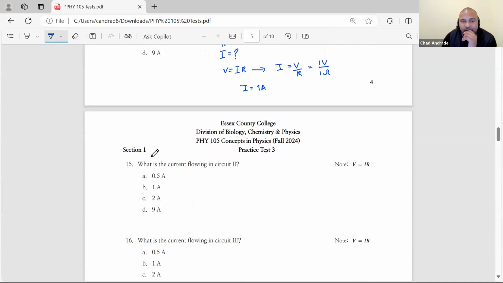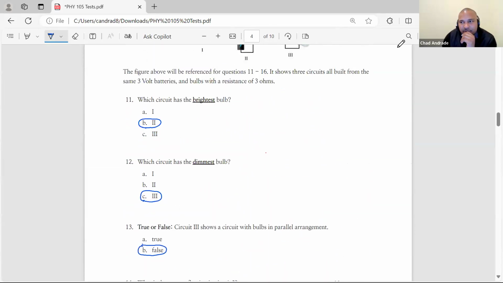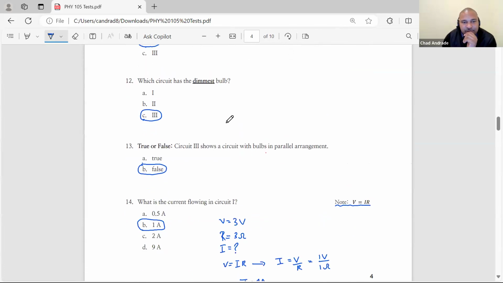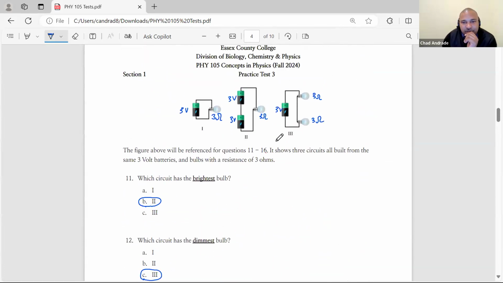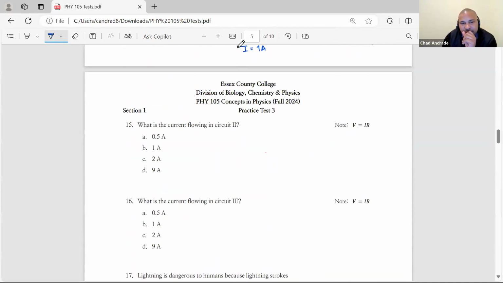And the second one says, what is the current flowing in circuit 2? And before I do that, let me do a quick save of this file. Yeah, let's not lose all that so far. Circuit 2 is the middle circuit. It has two 3-volt batteries. And the question says, what is the current flowing in circuit 2? John, you say it's B. Let's see. All right, so we do the same thing as before.